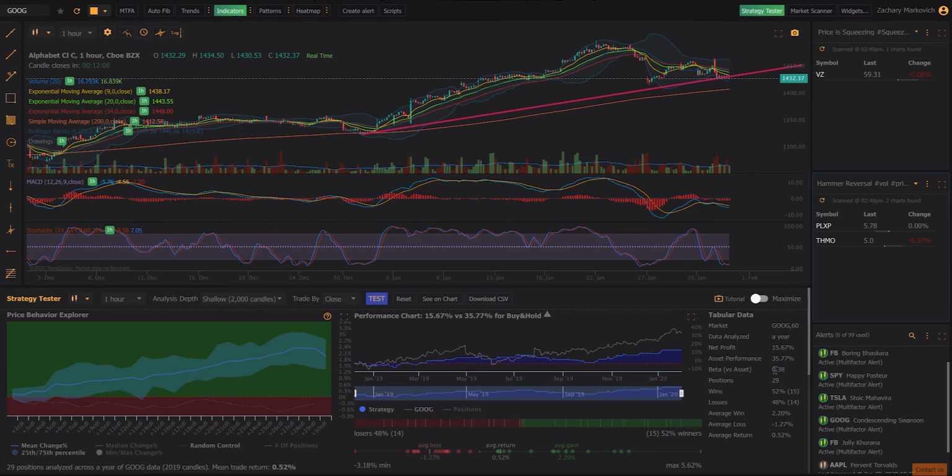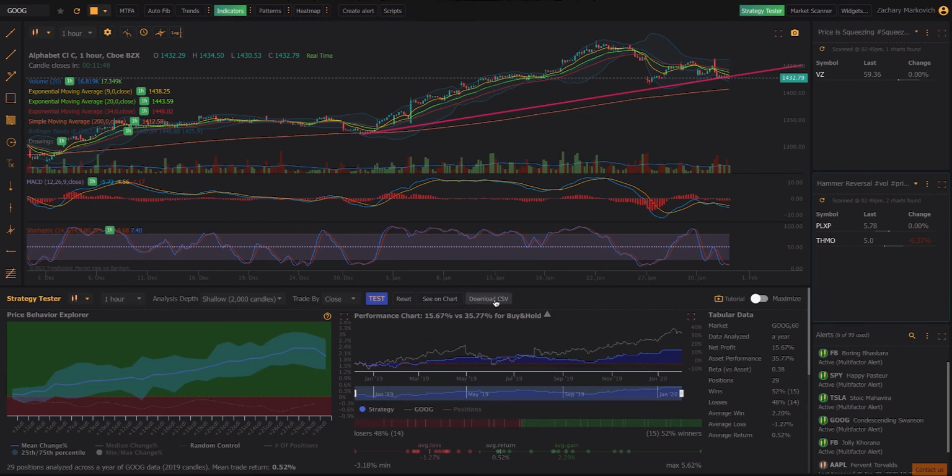If you're risk averse. Number of positions. Percentage gained was 52%. I'm sorry, the amount of winning trades we had was 52%. Losing trades 48%. That's a pretty good win-to-loss ratio there. Average win, average loss, average return.